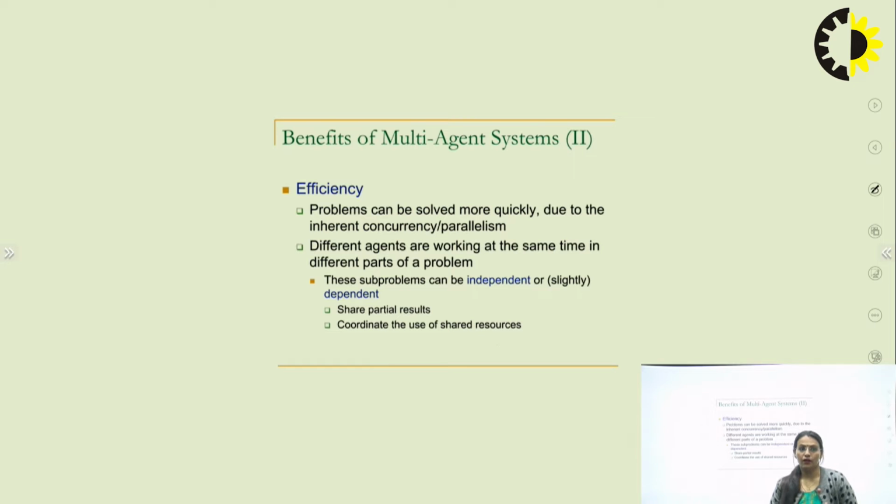The second advantage is efficiency. If the problem is divided into sub-problems, then it will be solved more quickly. That means the problem will be divided among various agents, and they can solve those problems in parallel. In that case, working time is reduced, and they'll be able to share partial results and more easily coordinate the shared resources as well.